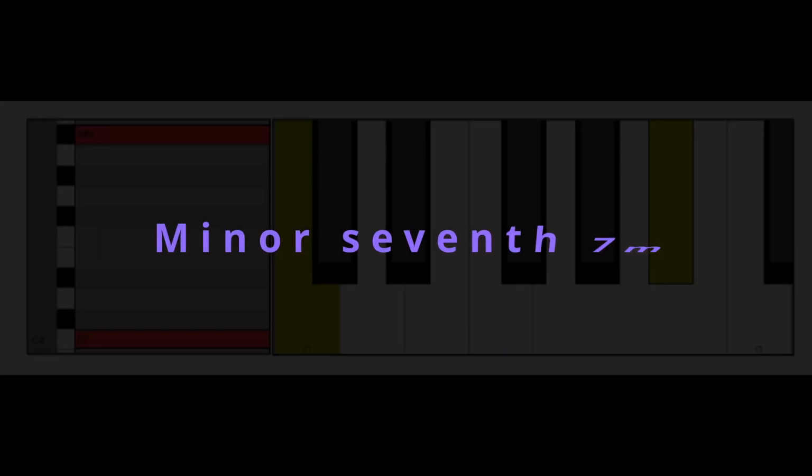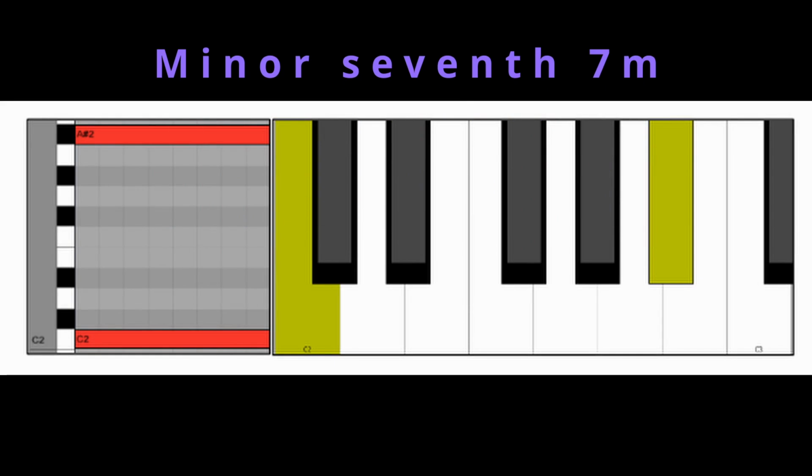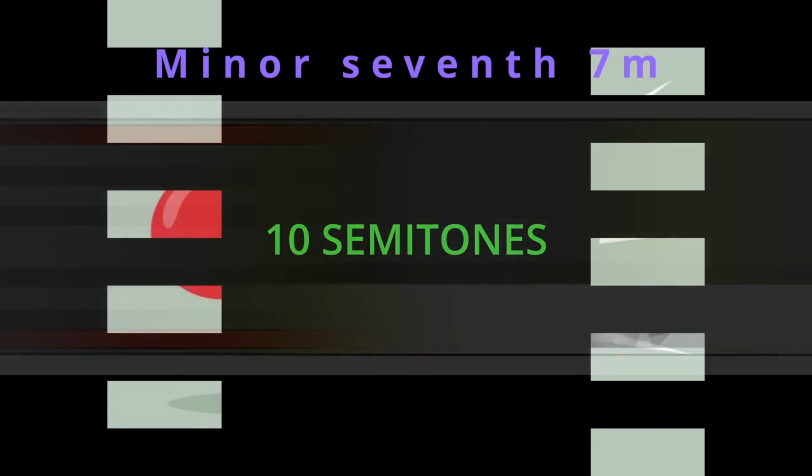After that, there is the minor seventh. Overall, a happy interval, but it can be used in chords to create some tension, often used by jazz, blues, and even Chopin. 10 semitones apart.